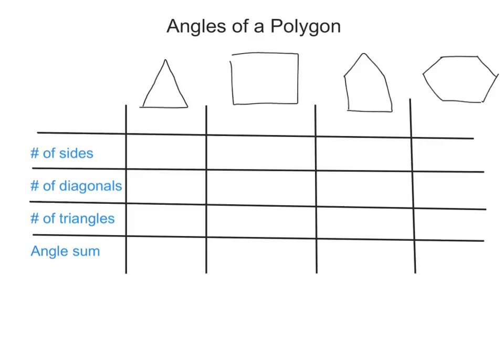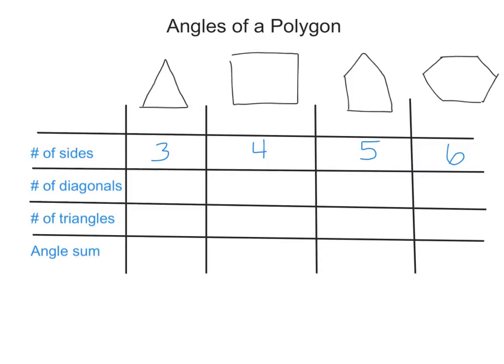Now let's talk about angles of a polygon. So I've drawn a triangle, a quadrilateral, a pentagon, and a hexagon. Now first I want you to think about how many sides they have. So go ahead and fill in this top row here with how many sides they have. Okay, we know that the number of sides in the top, we have 3, then 4, then 5, and then 6.